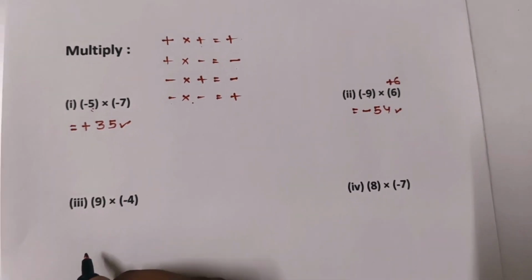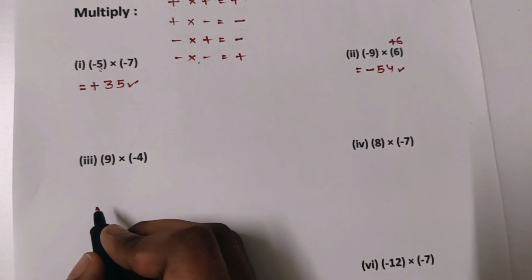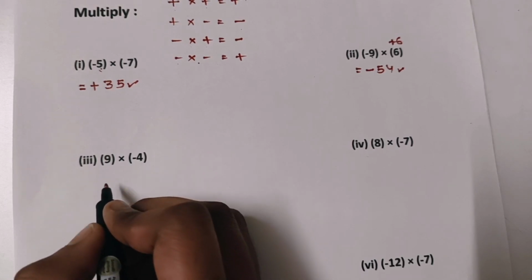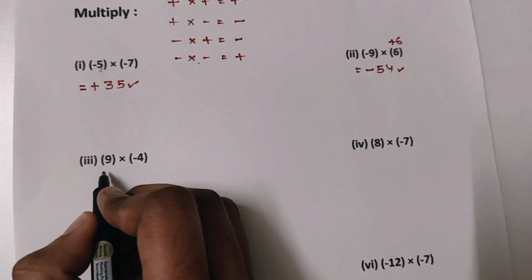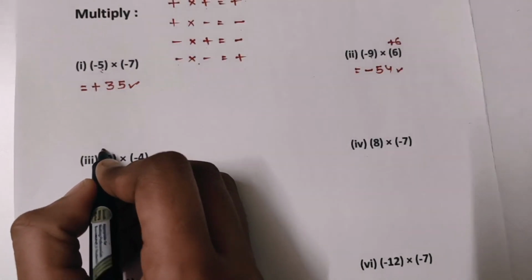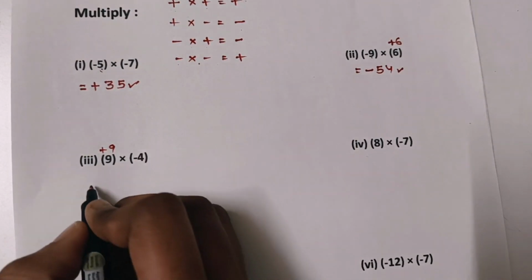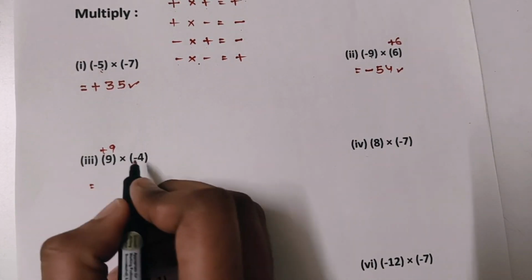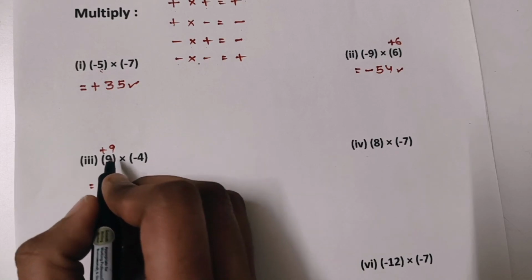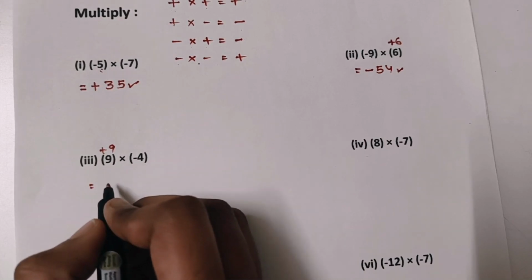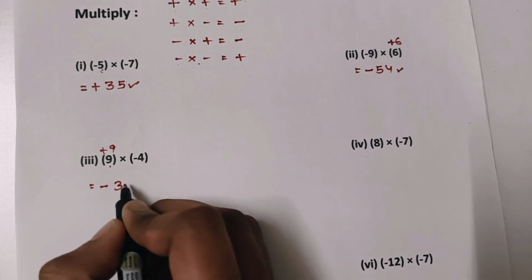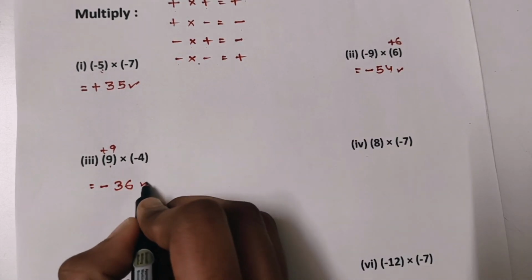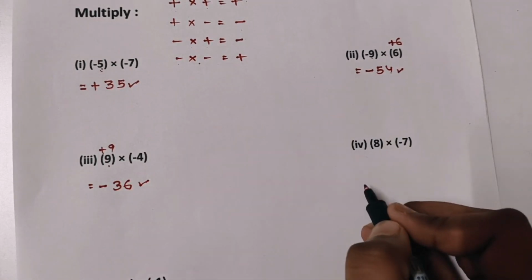Next, third question, 9 into minus 4. So here we have 9, but here we can't see the symbol, so we can consider it as plus 9. Now equals, first we have to multiply the symbols. So plus into minus we get minus, and 9 times 4 is 36. So minus 36.